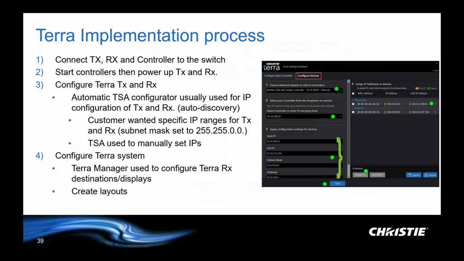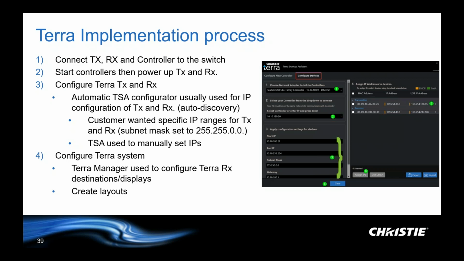Connect the TX and the RX and the controller to the switch, power everything up, start the controller, and then the TX and the RX. And then we go into the TSA. So there's a startup assistant which goes and finds the controller, and in this particular instance there's also a backup controller. So the startup assistant will go and find both controllers. So you can give each controller its specific IP address, and then what it also does, and now this is part of the manager software, it'll go out and find all the TX and the RX that are on the network, and you can go in and assign IP addresses.